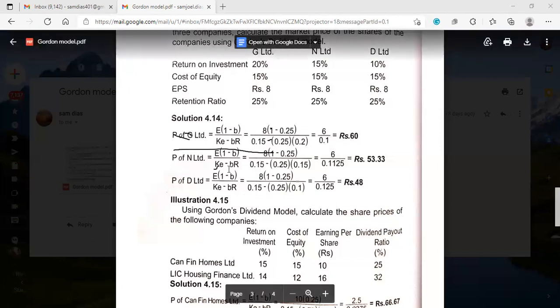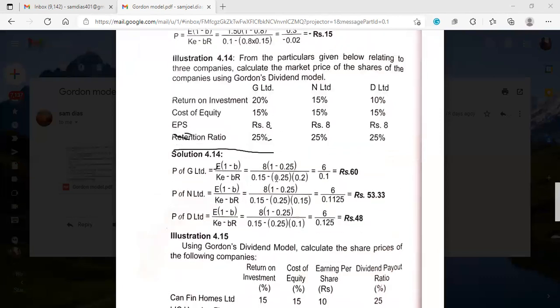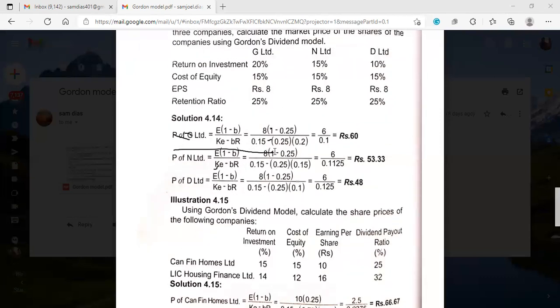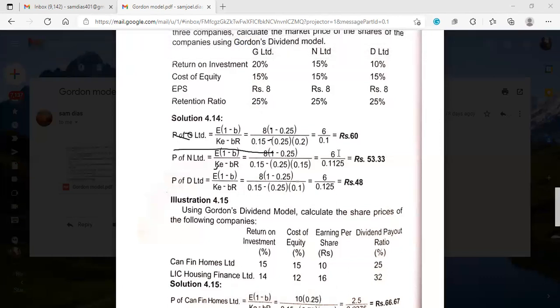Same in the case of N Limited also, we have to follow the same thing. In the numerator, 8 into 1 minus 0.75, that is EPS into 1 minus B, because the retention ratio is 25%. We have to write in the numerator the dividend payout ratio, that is 0.75. And if we do the calculation in the numerator, instead of 6 we'll get 2. In the denominator all the figures are the same, so no changes at all.